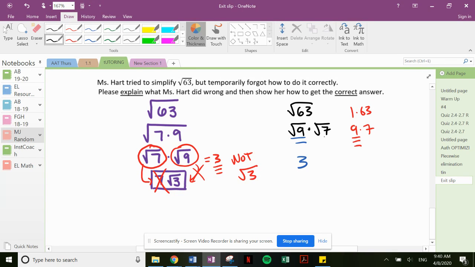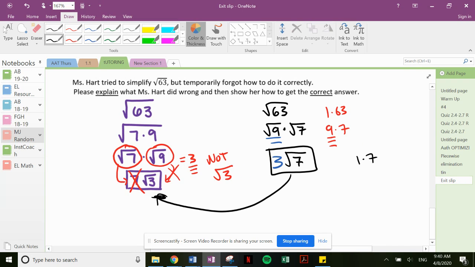The square root of 7, again, that's something I don't know, and I actually can't simplify because 7 is only 1 times 7. So I'm going to leave that underneath the radical as 3 times the square root of 7, and I'm done. You can see how these answers are totally different, 7 root 3 versus 3 root 7. If I were to enter them into my calculator, there would be two totally separate values. So that's what Miss Hart did wrong, as well as the correct work.